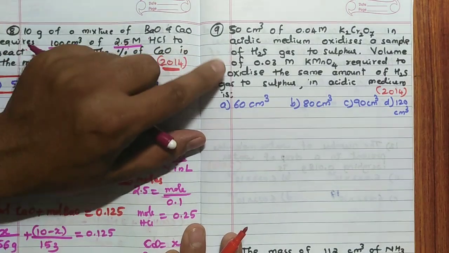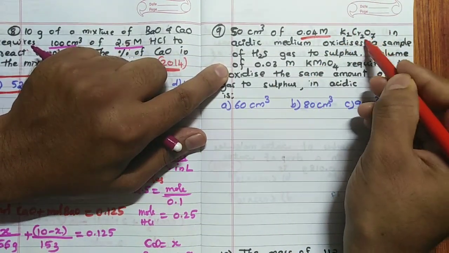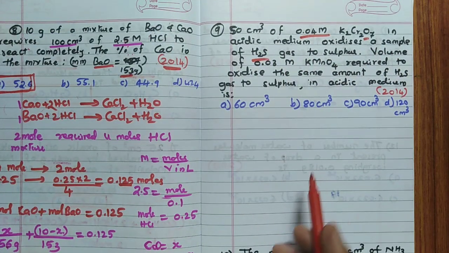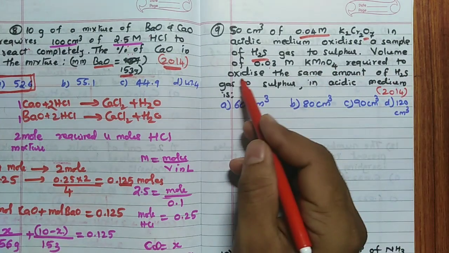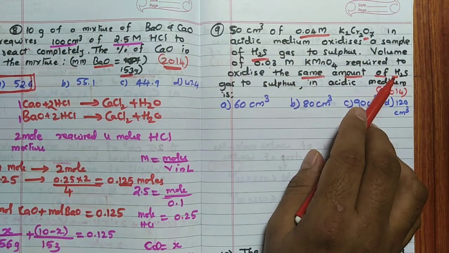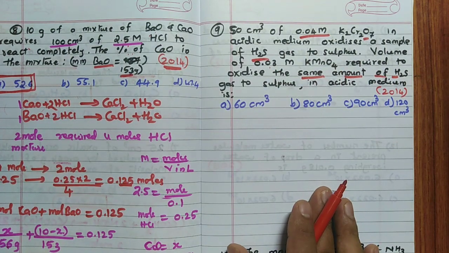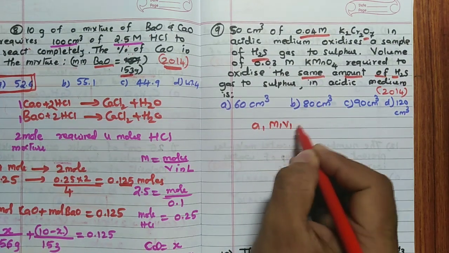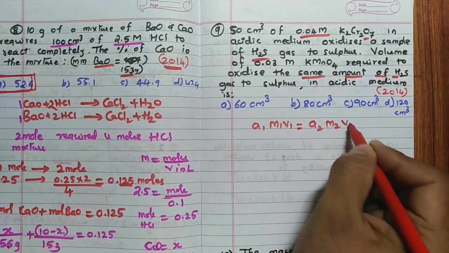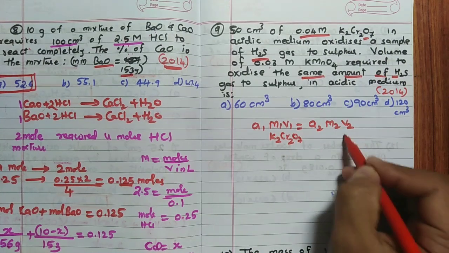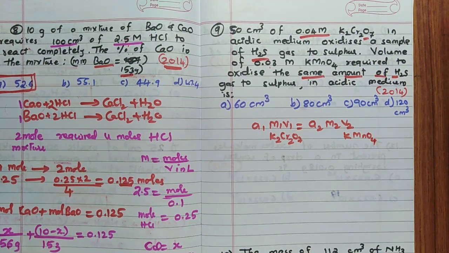Now, 50 cm cube of 0.4 M K2Cr2O7 in acidic medium oxidizes a sample of H2S to sulfur. The volume of 0.03 molar KMnO4 required to oxidize the same amount of H2S, they are telling. Same amount of H2S means, remember, you can eliminate that H2S. So in acidic medium they have given. So here we will use the formula A1 M1 V1 equal to A2 M2 V2. This we consider as K2Cr2O7, and this we consider as KMnO4.